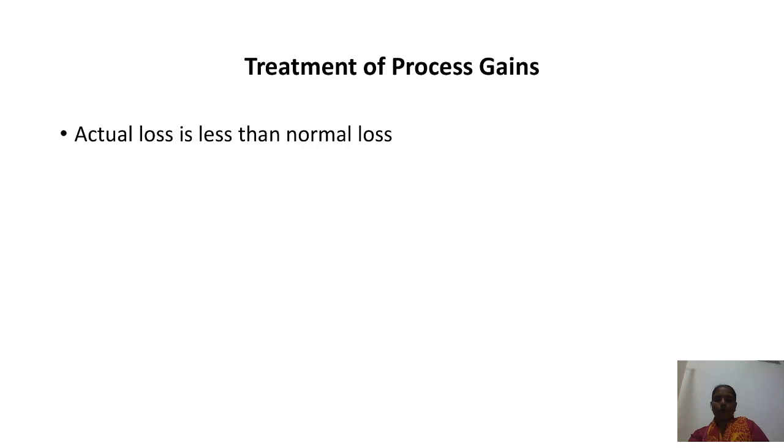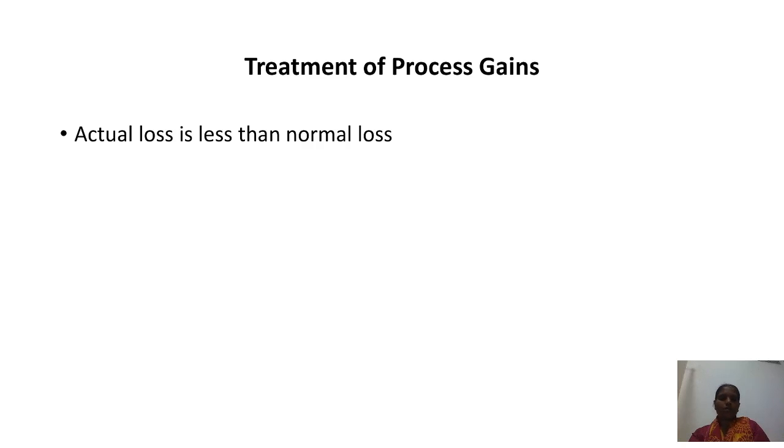So how to compute the abnormal gain? Abnormal gain is nothing but the actual output minus the normal output. How to calculate the normal output? Normal output is input minus normal loss. If actual output is more than normal output, then the balance is a figure representing abnormal gain in units. Normal cost of normal output is expenditure of the process minus the value of normal loss.